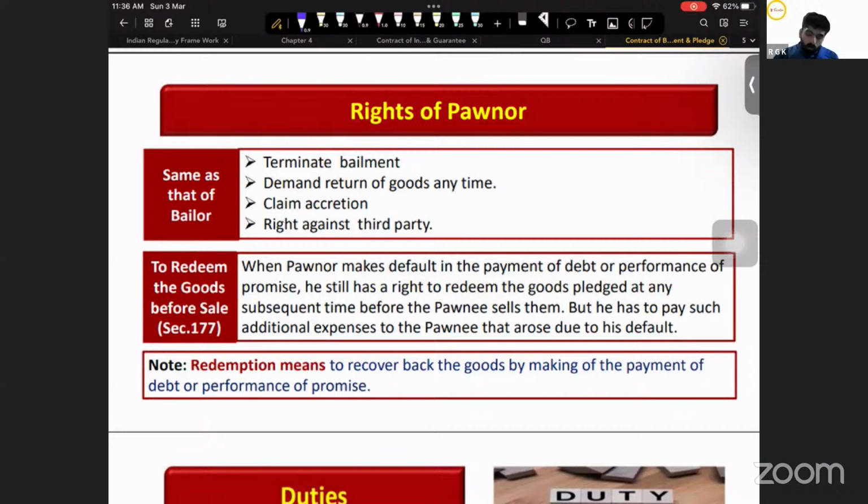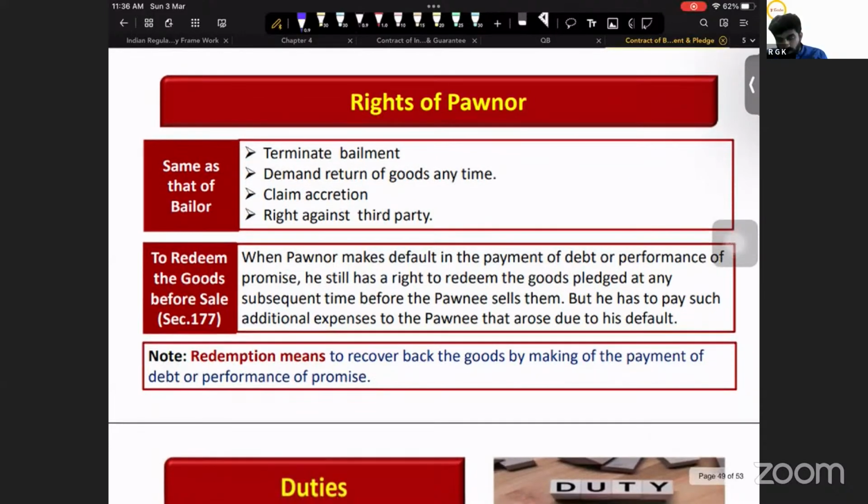One more right he gets is redemption of goods before sale. See, I said Pranjal has defaulted in repayment of the loan. The banker has sent a notice to Pranjal asking her whether she'll be paying it or should the banker proceed for sale. That means even after the due date, Pranjal has a chance. Pranjal can even pay the amount. Even after the due date, Pranjal has the right to pay the amount plus some extra interest she will have to pay, and then she has all the right to recover back the goods that are being pledged.